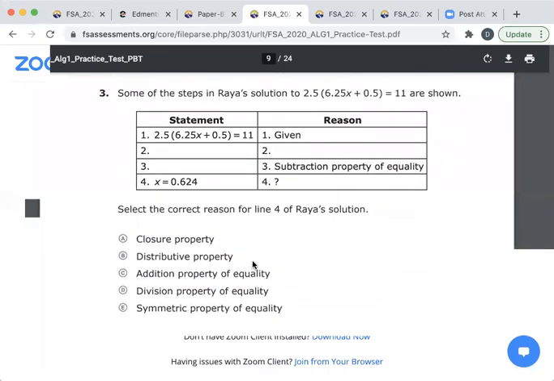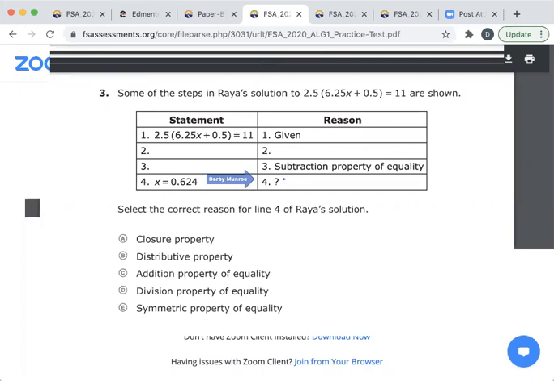Okay, so for number 3, some of the steps in Rhea's solution to 2.5 times 6.25x plus 0.5 equals 11 are shown. And it's not asking us to fill in all of the steps. It's just asking us what would go in the last one, in line 4, where the question is, right here. Okay, so select the correct reason for line 4.